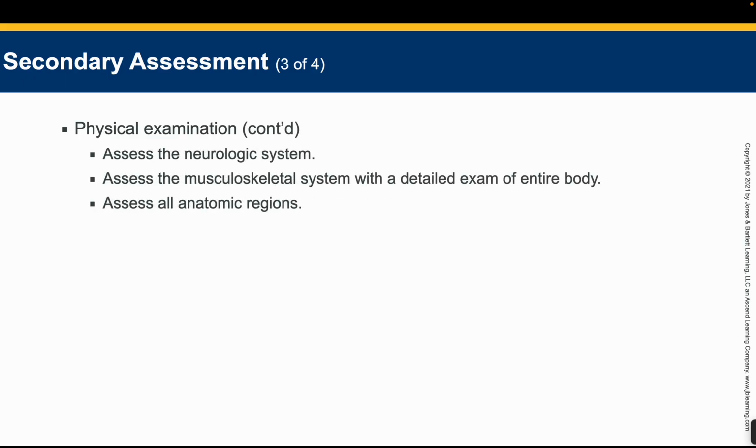Continuing to your physical exam, you're now expanding your assessment to other systems. Start by evaluating the neurologic system. Look at things like level of consciousness, responsiveness, or any deficits. Then move into the musculoskeletal system, checking for injuries throughout the body, deformities, tenderness, or anything abnormal. Again, this is a head-to-toe assessment, making sure that you cover all anatomic regions so nothing gets missed. This is where thoroughness matters. You're systematically working through the patient, making sure that you identify both obvious and more subtle injuries before arriving at the hospital.